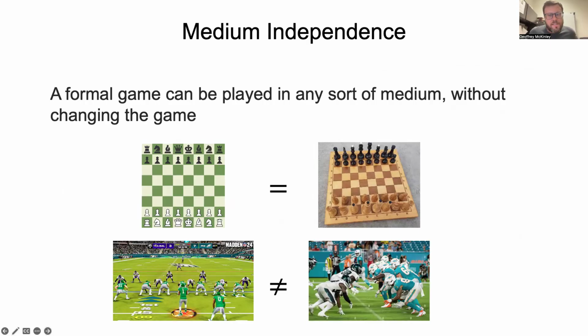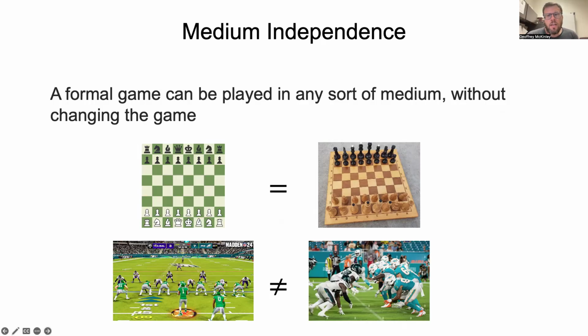And then another thing about formal systems is that they have what's called medium independence, which just means that it's independent of the medium in which it's played. So a formal game can be played in any sort of medium without changing the game. So if I play chess online or if I play chess on a wooden board, it wouldn't really change the game, right? And this isn't true with other non-formal games such as American football. If somebody plays chess well online, they can also play well in person, right? And if you and your opponent decided to pause a real game of chess and pick up the game later online, you could do that and it wouldn't change the game.